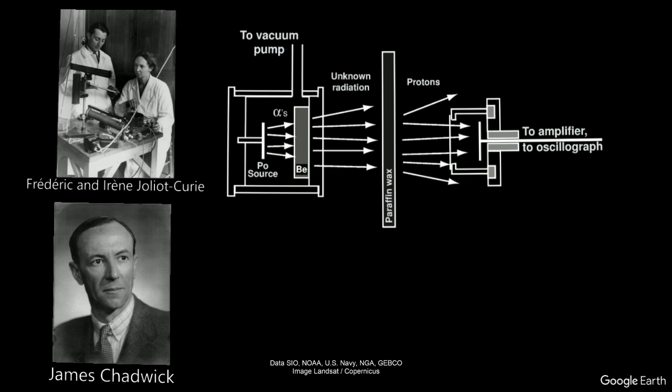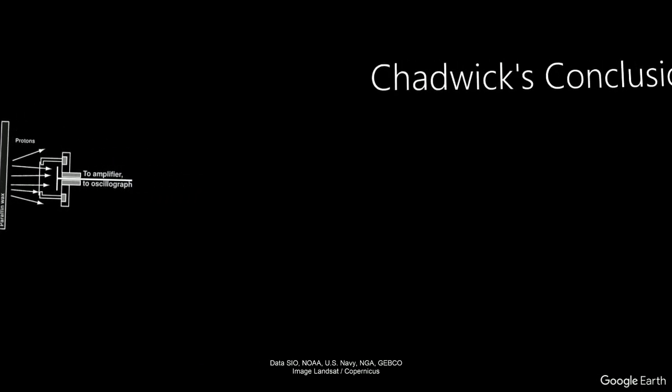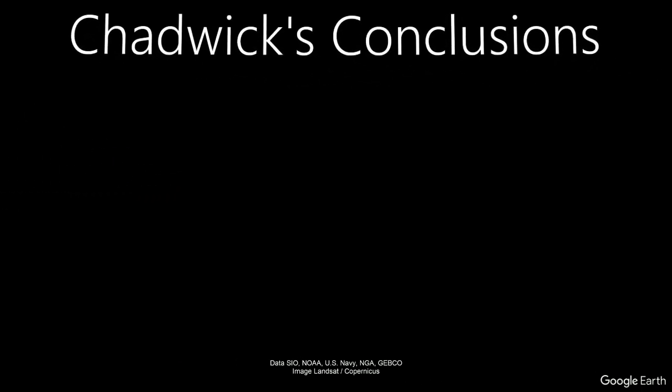He also tried other targets in addition to the paraffin wax, including helium, nitrogen, and lithium, which helped him determine that the mass of the new particle was just slightly more than that of the proton. Chadwick also noted that because the neutrons had no charge, they penetrated much further into a target than protons would. Chadwick would come to the following conclusions in his February 1932 paper.